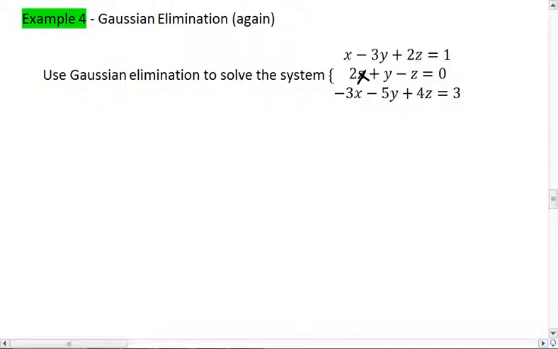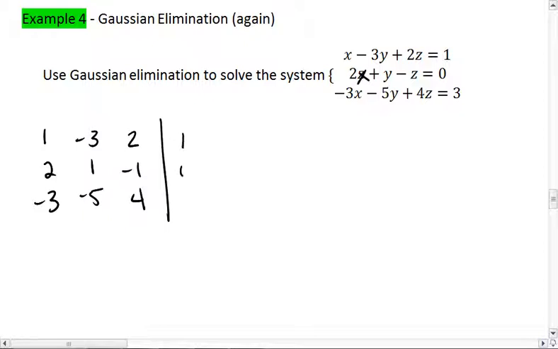Example 4 with this other Gaussian elimination. Luckily, we notice our equations are all already in our standard form, with x, y, and z. So we have a pretty easy process of putting this into an augmented matrix. We get 1, 2, -3, -3, 1, -5, 2, -1, 4, 1, 0, 3. Plus, I already have a leading 1.